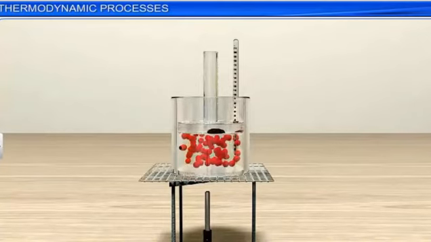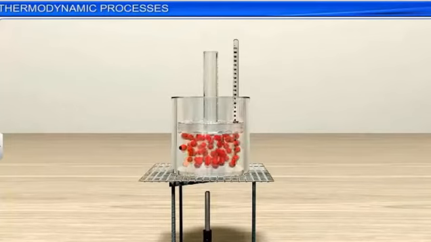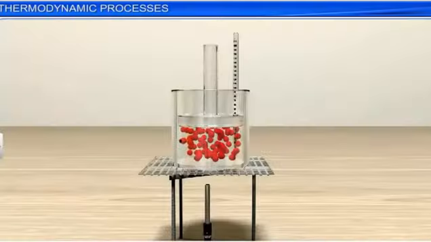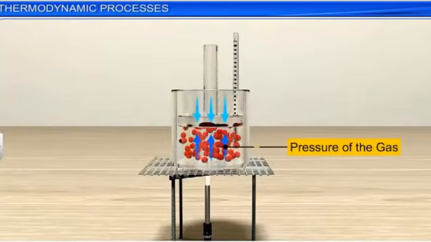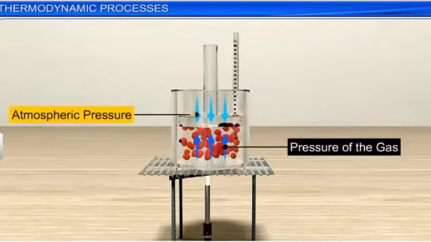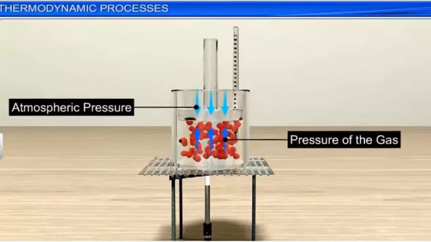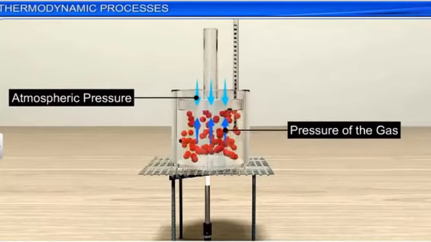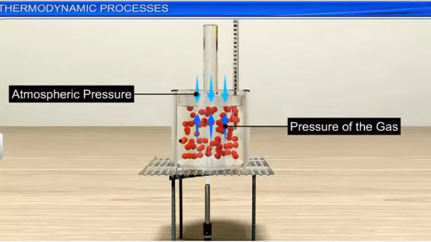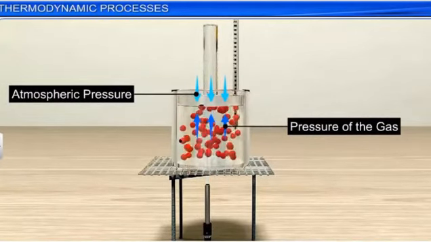Since the piston is light, at any point in time during the expansion, the pressure of the gas in the container is equal to the atmospheric pressure. In this case, a part of the heat absorbed is used to increase the internal energy of the system, and the remaining heat is used to do work.